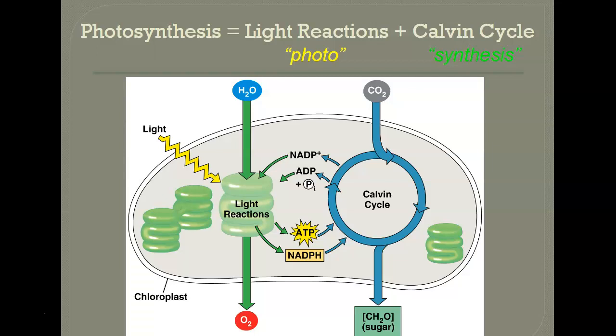Photo means light, and synthesis means to make. So thinking about the way that photosynthesis is broken down into two reactions, we have the light reaction on the left, so that's where the photo part comes in. Photosynthesis has two parts. It has the light reactions, which are really taking the light and converting it into some ATP, as well as NADPH, which we will learn about in a little bit. That's the harvesting the energy part. And then that energy is utilized in the second part called the Calvin cycle, which is really where the synthesis is happening. That's where things are being made.